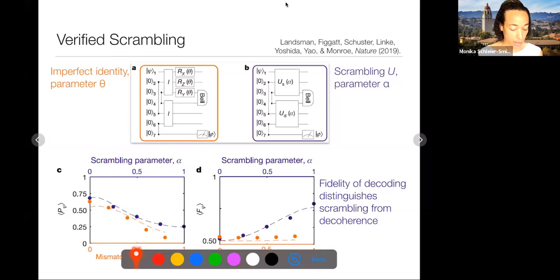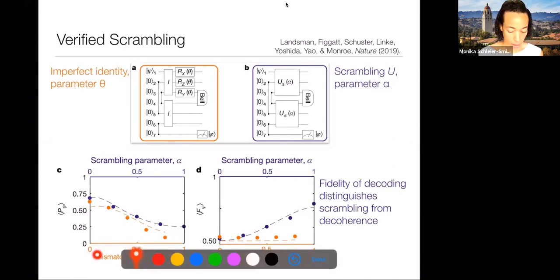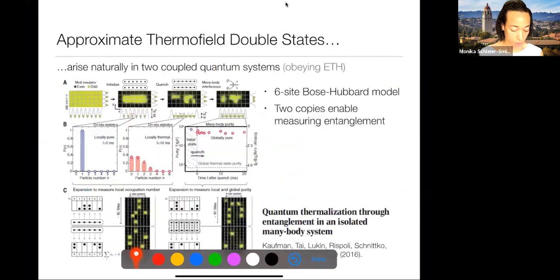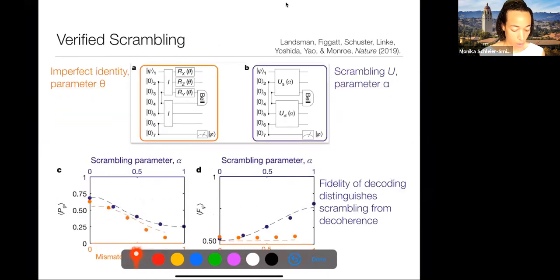For these 2 cases, the one that's an imperfect identity operation, as we increase theta along this axis. Oh, you also have this little toolbar hiding the slide. Okay, so as we increase theta, can I point and not have the toolbar out of the way? Okay, no, sorry. Okay. I think you can see what I'm talking about.